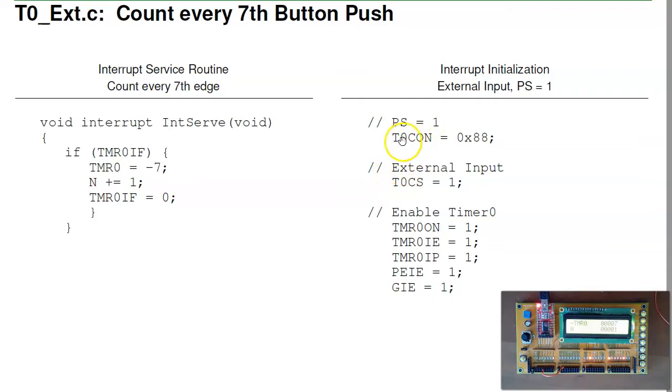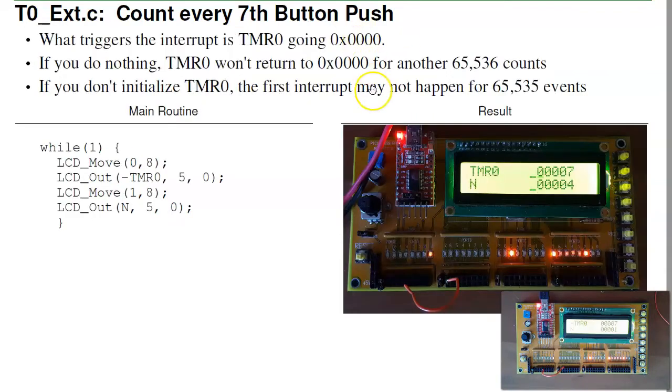To initialize the interrupt, I have to set the prescaler. Here the prescaler is 1. I'll set the source to external, port A, pin 4, and then turn it on. Do that, and you now have Timer0 interrupts running, counting external events. And in the main routine, if I just display minus Timer0, because I'm going to be counting minus 3, minus 2, minus 1, and display n, this is what it looks like.